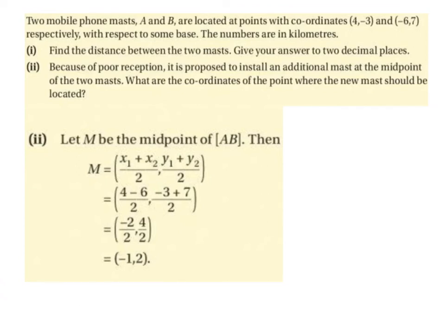So we're going to substitute into our formula. Swap the x1 for 4, the x2 for -6, the y1 for -3, and the y2 for 7. So 4 minus 6 is -2, and -2 divided by 2 is -1. -3 plus 7 is 4, and 4 divided by 2 is 2. So the midpoint is (-1, 2).